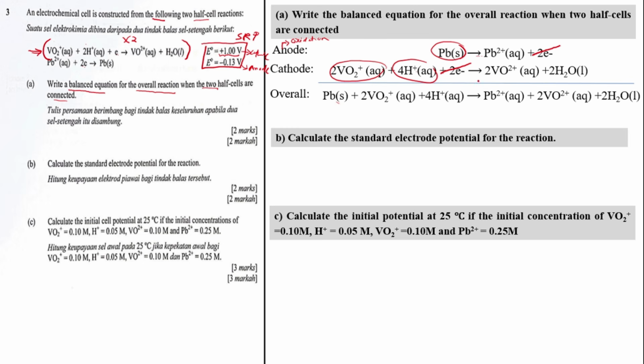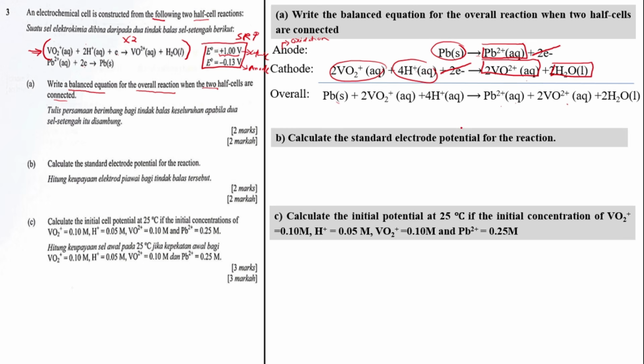And then you're going to have the arrow. So we're going to put the product. So in the box, which is Pb2 plus aqueous, 2VO2 plus aqueous, and then 2 mole of water. So everything has been written down. Okay, so ensure that you have the phases all written.